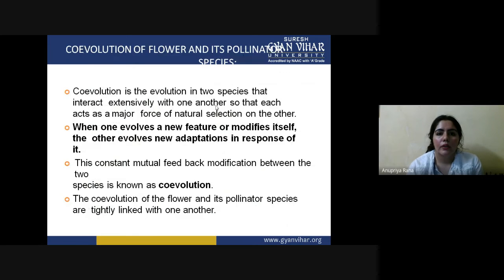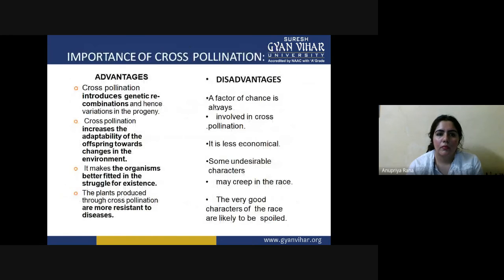So now, what is the importance of cross-pollination? There are several advantages and disadvantages. Like the advantages: cross-pollination introduces genetic recombination and hence variation in the progeny. So we can get variety or diversity under the condition of cross-pollination. Different kinds of characters can be introduced. Cross-pollination increases the adaptability of the offspring towards changes in the environment.